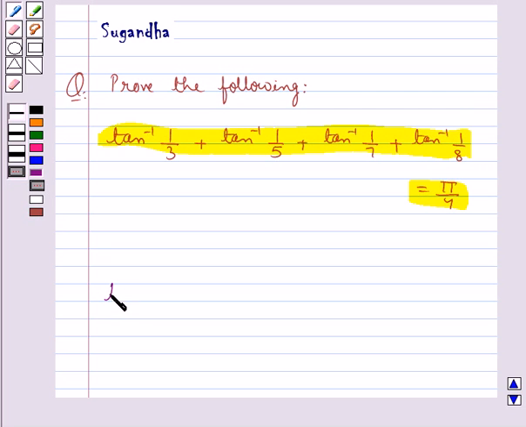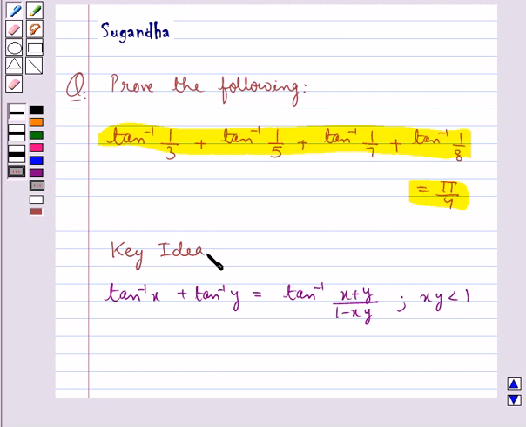Let's recall the formula. Tan inverse x plus tan inverse y is equal to tan inverse x plus y upon 1 minus xy, where xy is less than 1. This is the key idea to be used for this question. Now let's move on to the solution.